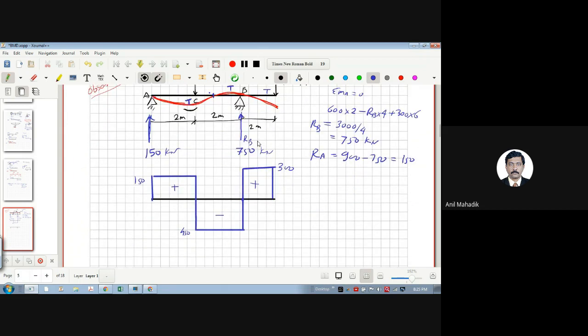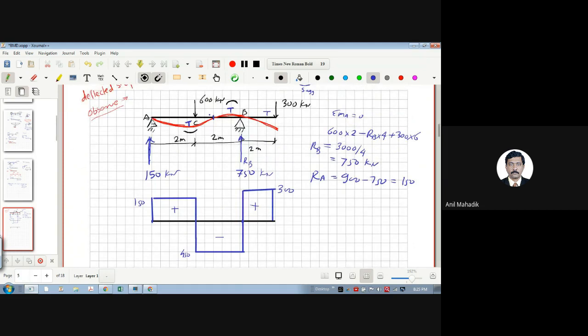Now let's go to the bending moment diagram. Now tell me what is the bending moment at this point A? 0. Now let's calculate the bending moment at this point C. How much will it come? 150 into 2, 300 clockwise, right? And what does it mean? Positive. Yes or no? Yes, sir. So 300 will be positive.